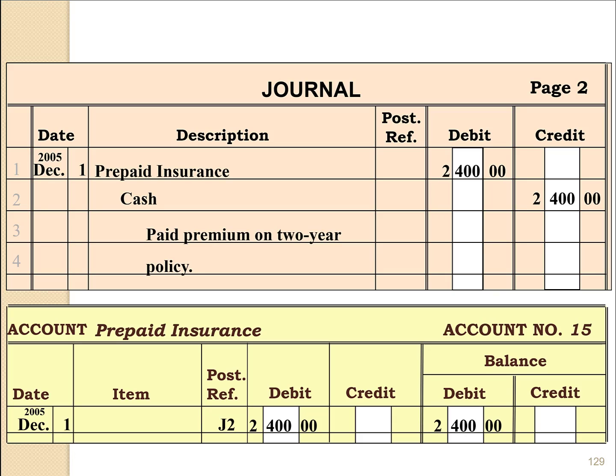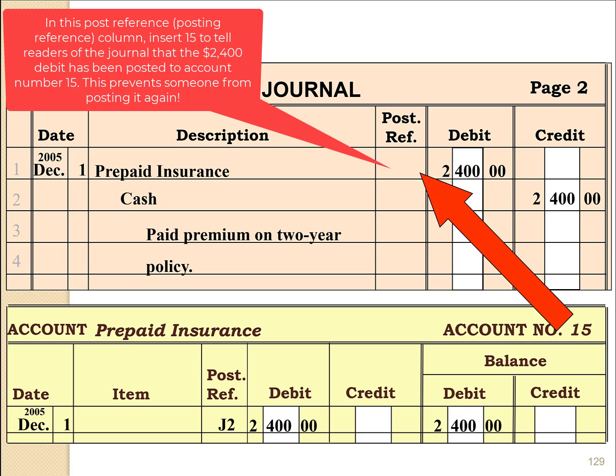So the next thing we need to do is we need to take the account number 15, and place it in the post reference column of the journal. The reason we do this is to let anyone reading the journal know that the $2,400 debit has been posted. So if we see this 15 in the post reference column next to the debit, we know it's been posted, so don't go and post it again.